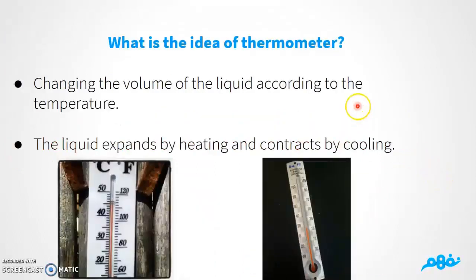So what is the idea behind the thermometer? Well, basically, changing the volume of the liquid according to the temperature. So we will have a liquid, okay, in the thermometer. And this liquid actually will change its volume, go up and down according to, that's right, the temperature. So the liquid expands by heating and contracts by cooling.